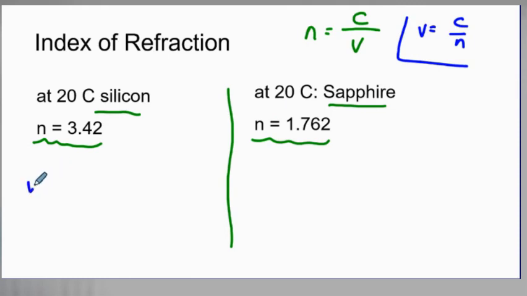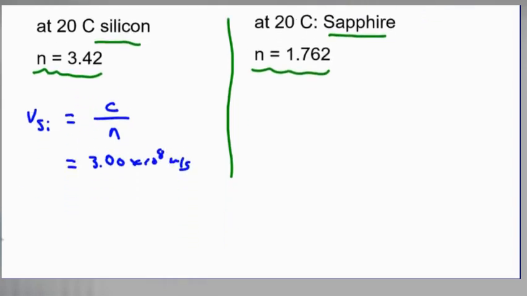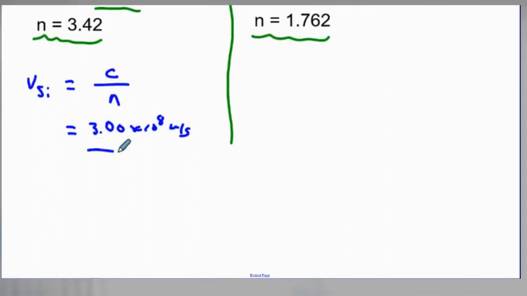So here, the speed of light through silicon is going to be equal to the speed of light, and this is through a vacuum. Just remember, this is through a vacuum, the c. It's the ideal conditions, divided by the index of refraction. So we're going to have 3.00 times 10 to the 8th meters per second, and we will divide that by the index of refraction here, which is 3.42. There's no units. It's just a ratio of the other two numbers.